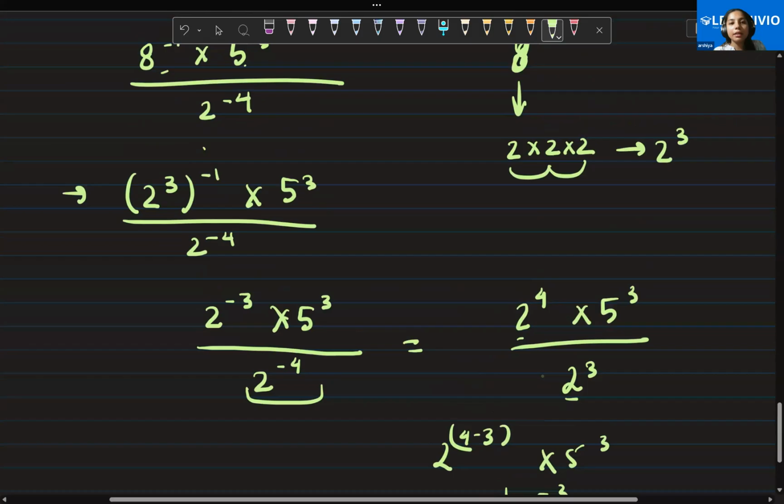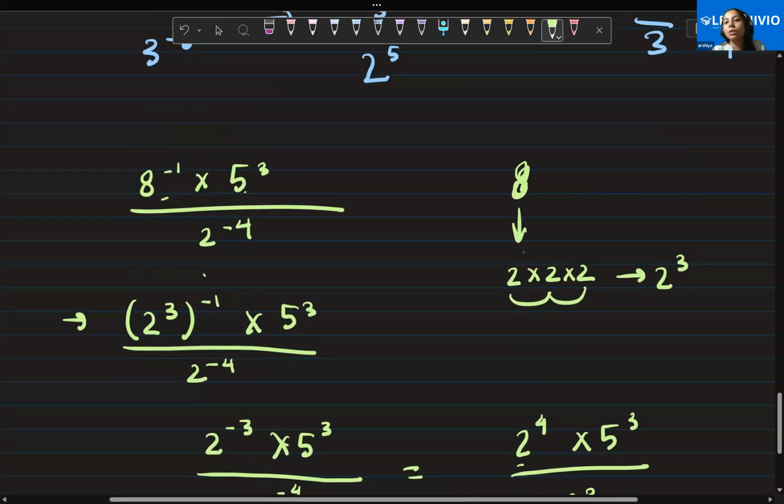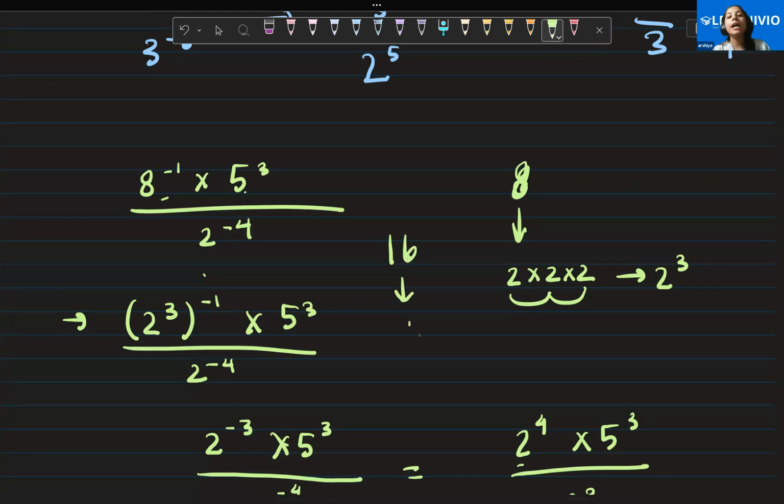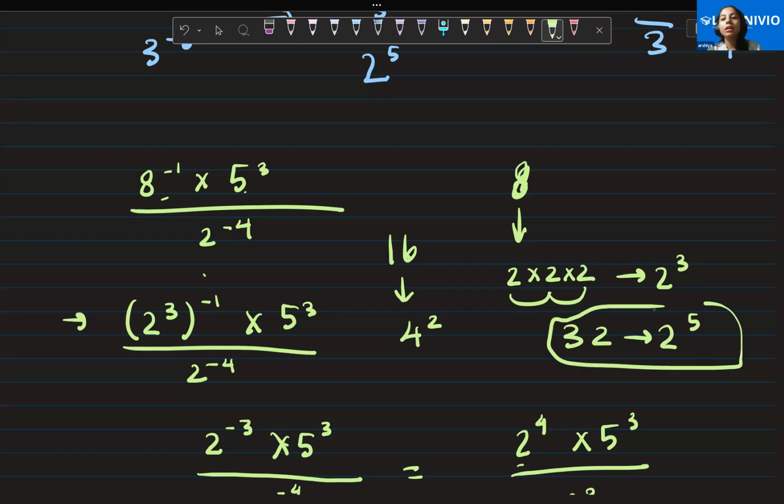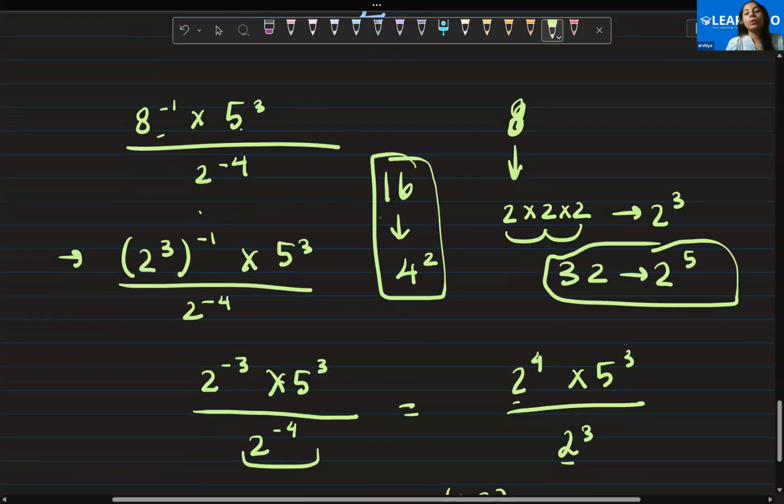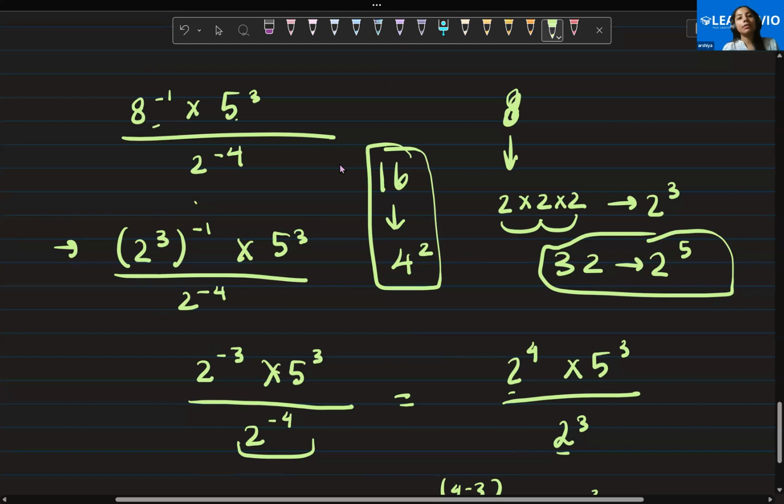Okay, it's a bit lengthy, but once you understand how to change the numbers, let's say this was 16, you would have written it as 4 times 2. If the number is 32, you rewrite it as 2 raised to the power of 5. So these you can learn so that you don't have to think that much during your exam and you can just write it down. Okay, so quickly copy this and we'll move on to the next question.